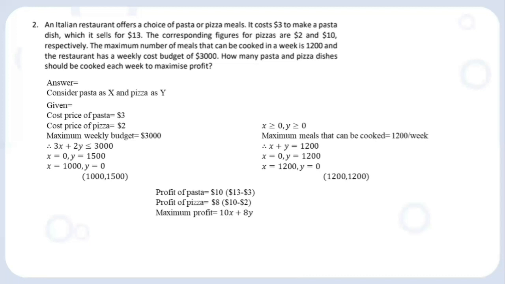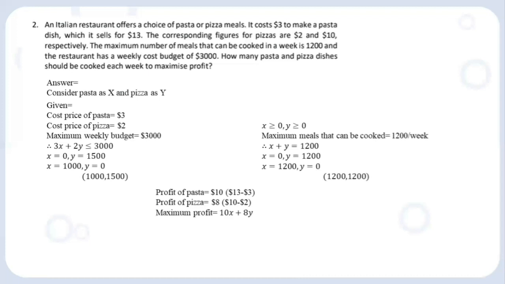If x is 0, then 2y is equal to 3,000 or y equals 1,500. When y is 0, 3x is equal to 3,000 or x equals 1,000. So we can get the coordinates 1,000 and 1,500.